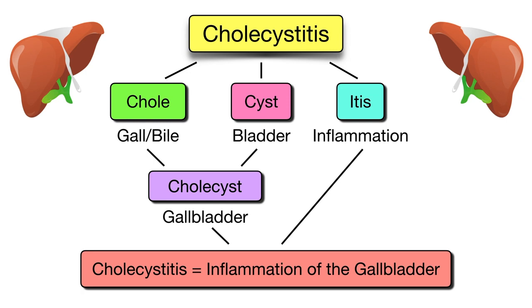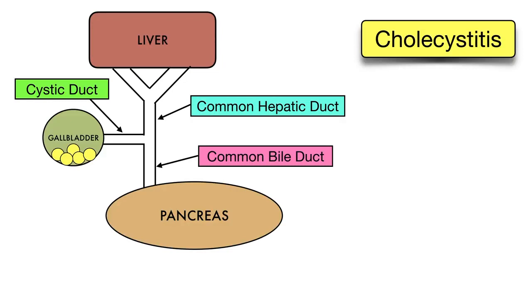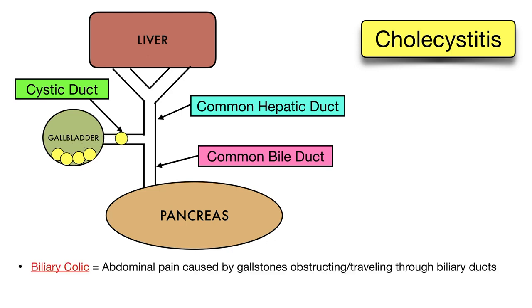Let's go back to our diagram and visualize this. We can see we have our yellow gallstones in the gallbladder again. As we mentioned before, gallstones don't always cause problems, but they can if they start to move. Occasionally a gallstone can move into the cystic duct, and this can cause right upper quadrant abdominal pain. This is known as biliary colic, which is abdominal pain that occurs when a gallstone either obstructs or tries to move through the biliary ducts, in this case the cystic duct.